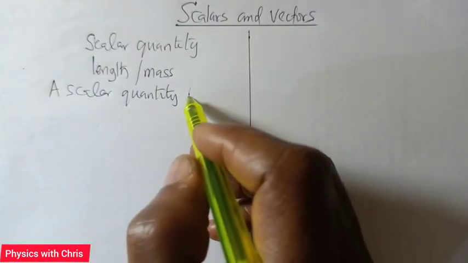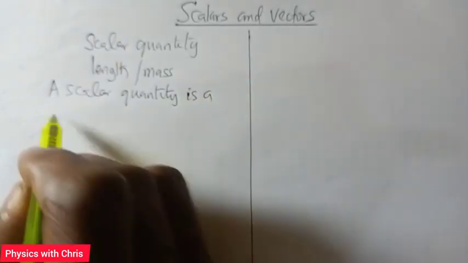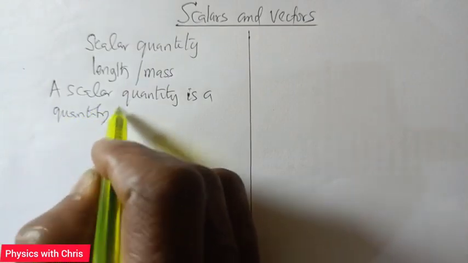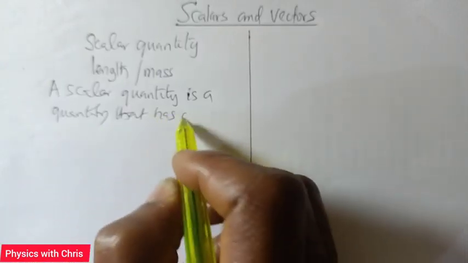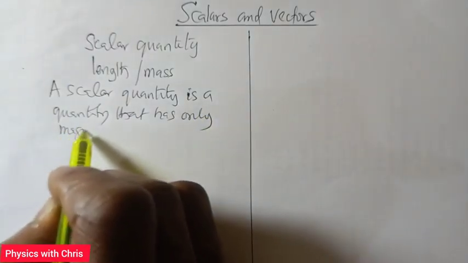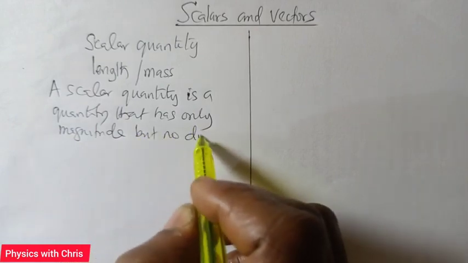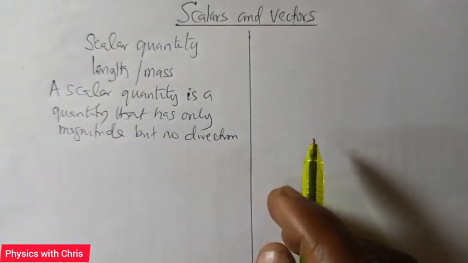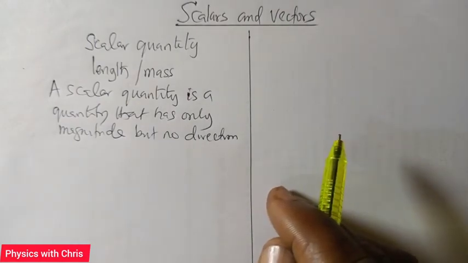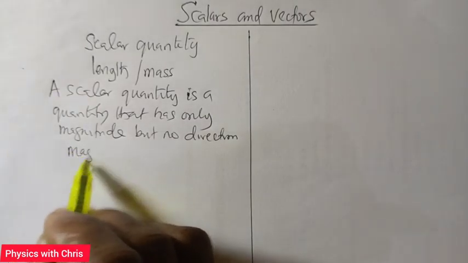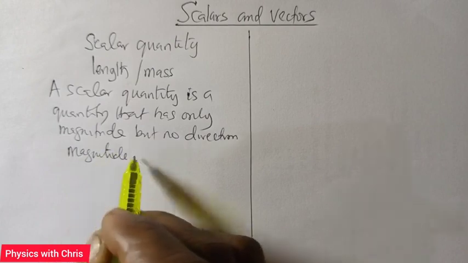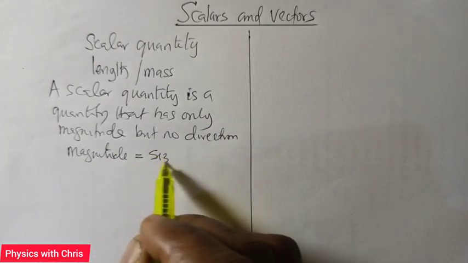A scalar quantity is a quantity that has only magnitude, its quantity, but no direction. So it's a quantity that has only magnitude. You can define that quantity completely by stating only its magnitude. Magnitude means size; other words for it are amount and value.